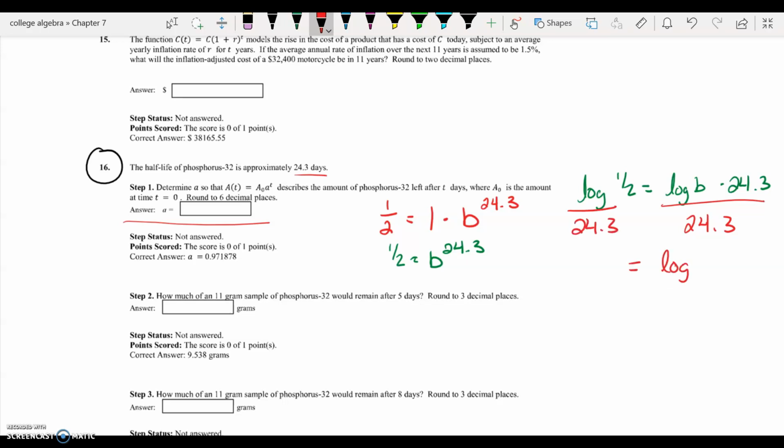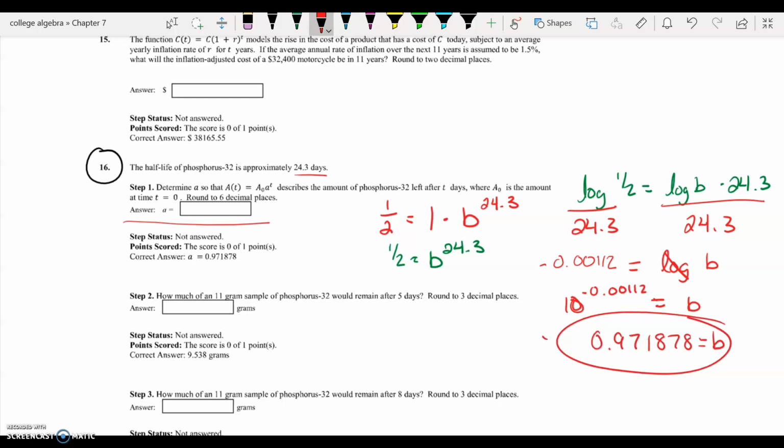So I got log of base b. You're going to get a decimal here. I think it's a negative something. I don't know what it is. I don't have my calculator. I can't really do it. But say it's 0.00112 or something like that. Now to find b, you take 10 to that number, whatever it is, and that gets rid of your log. So I'm going to take 10 to that power, and I'm going to get my answer, which is 0.971878. If you can get this part, that's the hardest part.